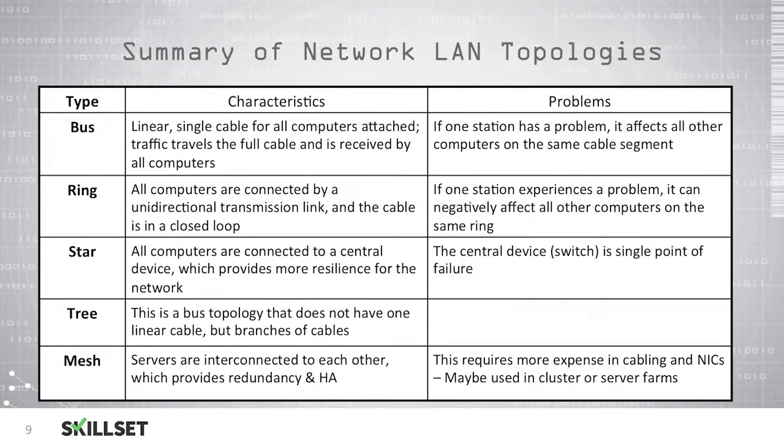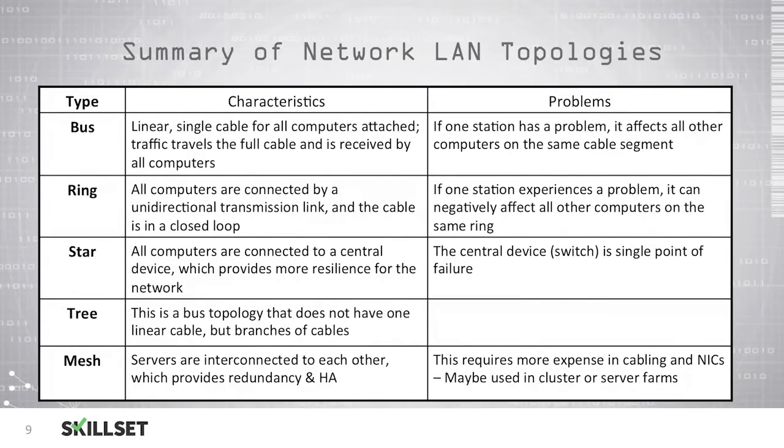The star topology is the most common type of networking topology, and here all computers are connected to a central networking device, usually a switch. With this type of network, you do have a single point of failure in the switch, so if the switch goes offline, all of your computers will lose their connectivity to the network. However, if a single computer or group of computers go offline, it will not affect the rest of the network. With a tree topology, it is a bus topology that, rather than using a linear cable, uses branches of cables, and like the bus and the ring topology, we really don't see this being used very often.